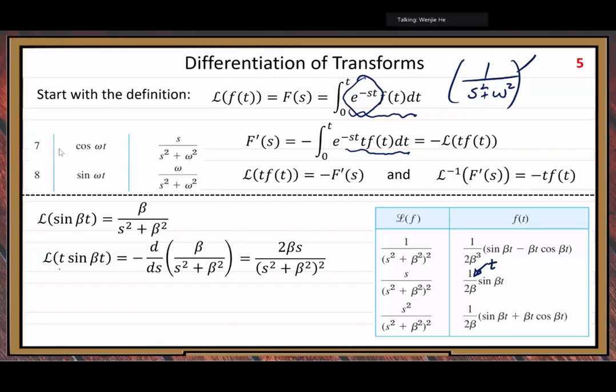Because here we need to do the Laplace transform of little t times sine of beta t, not just sine. So we need to put that extra t there. So here you can see, we can get this formula.